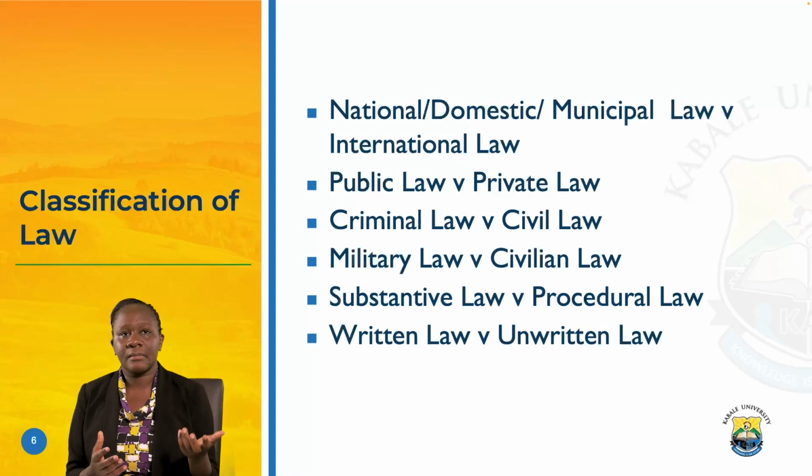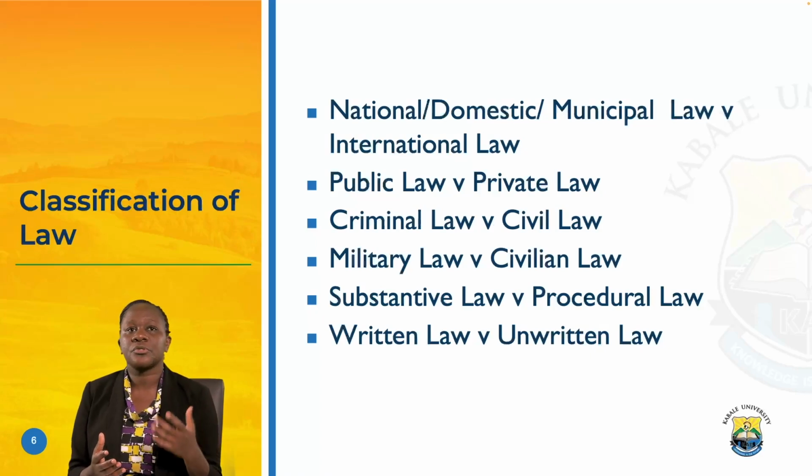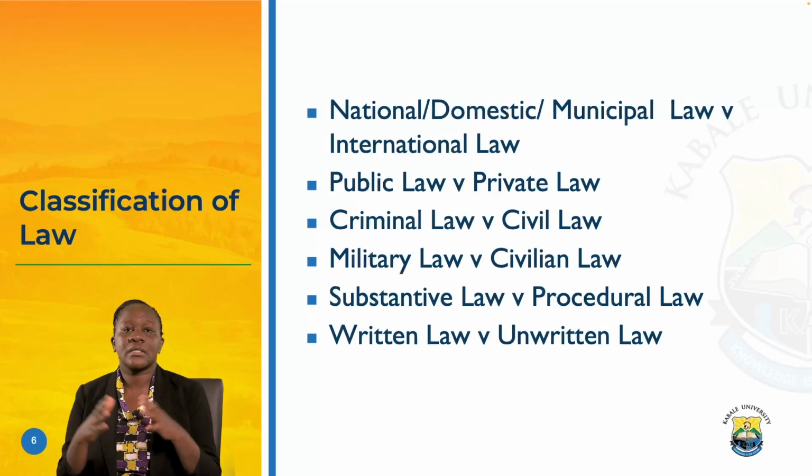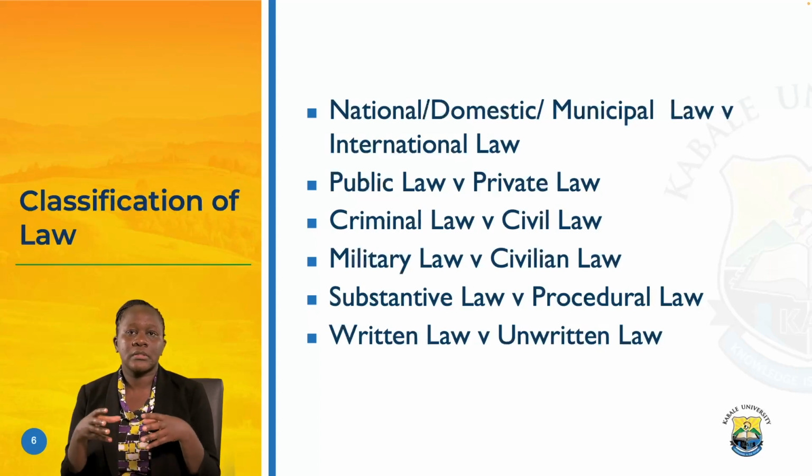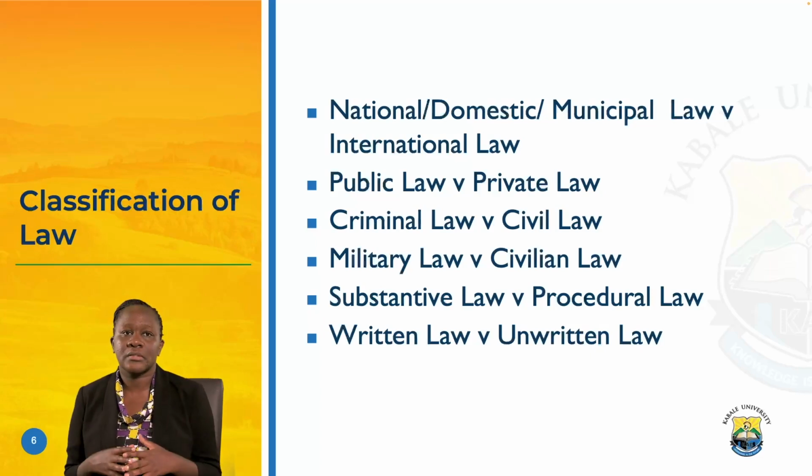National law, going by its name, is sometimes known as domestic law or municipal law, and it is the law that governs a specific country or state within its particular borders. Usually this is measured against international law, which is basically law that regulates relations between two or more states. So whereas national law applies to a specific state, international law applies beyond borders. As long as there's a relationship between two or more states, the law that will govern them is international law.